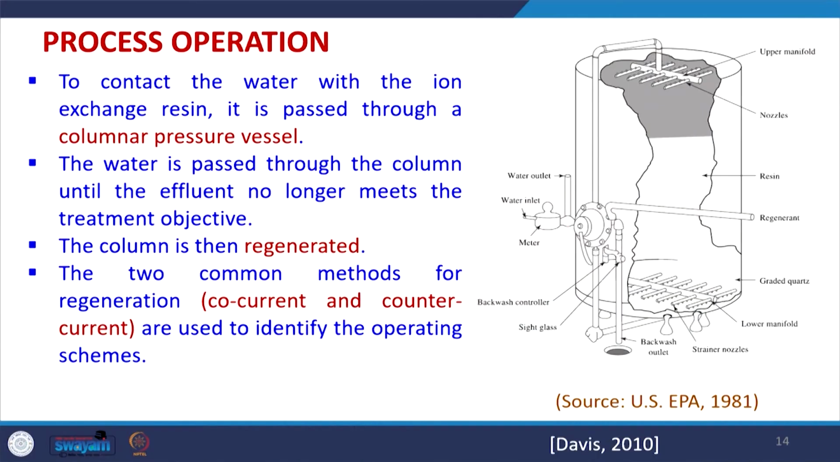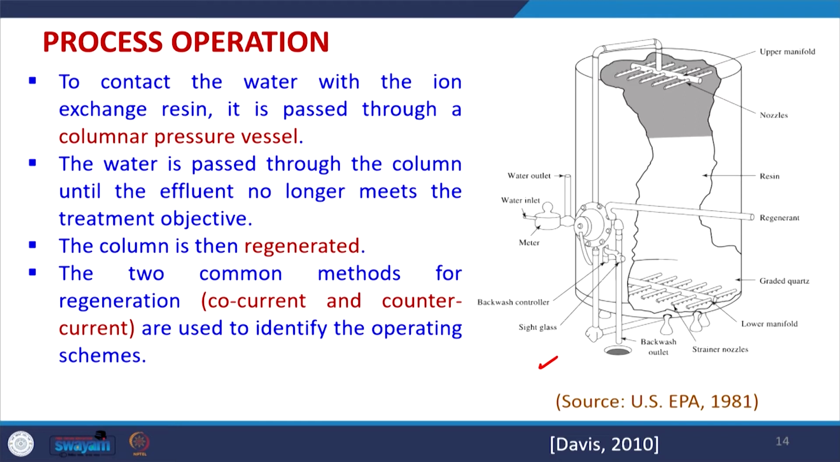Now, going further, we will discuss different process operations that can be performed with respect to ion exchange beds. To contact the water with the ion exchange resin, it is passed through a column type of pressure vessel, which is shown here. There may be different sections within the vessel. Water is passed through the column until the effluent no longer meets the treatment objective. So, we will have a breakthrough when it happens, and we will stop the use of the ion exchange resin.